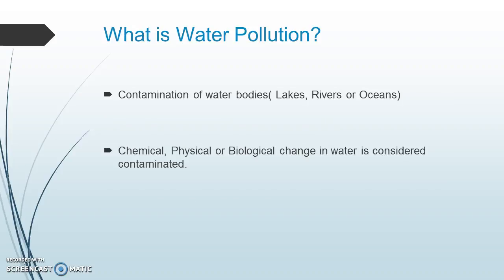In order to know how our oceans become contaminated, we must understand what water pollution is. Water pollution is defined by the contamination of water bodies such as lakes, rivers, and oceans. In other words, any change or modification in the chemical, physical, or biological properties of water is considered to be contaminated. Most of the pollution is caused by human activities.